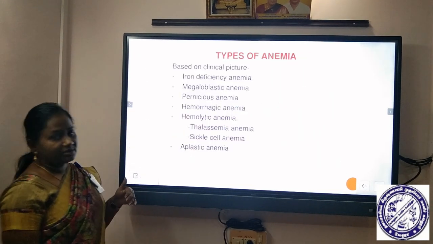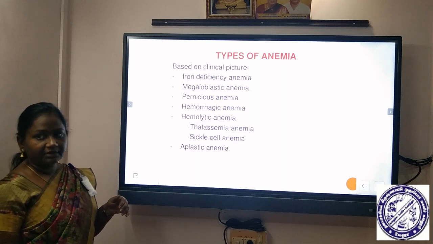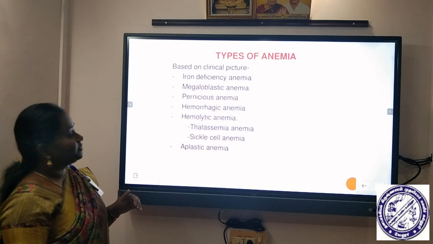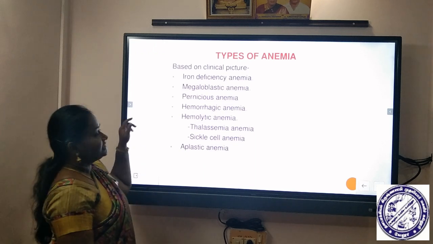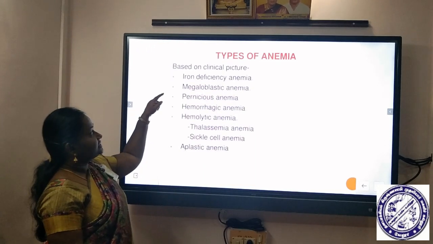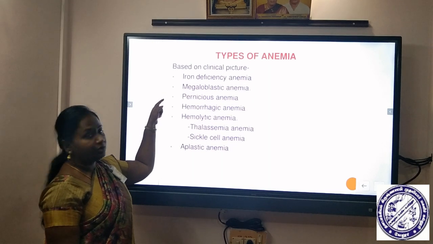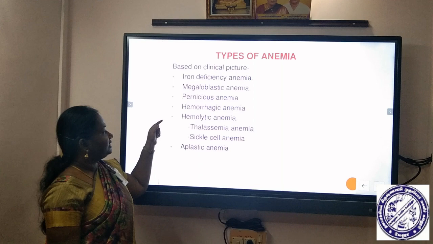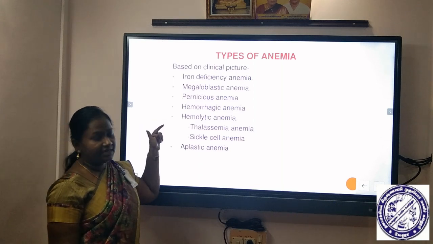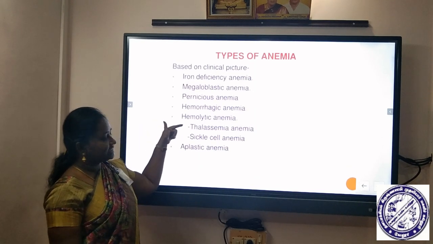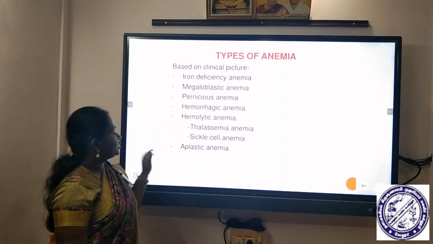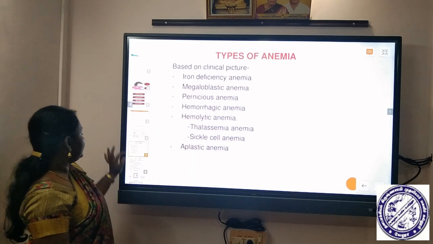So we can see those types of anemias in detail. Based upon the clinical pictures, it is again classified as iron deficiency anemia, megaloblastic anemia, pernicious anemia, hemorrhagic anemia, and hemolytic anemia, which is divided into two classes. One is thalassemia and sickle cell anemia, and the last one is aplastic anemia.